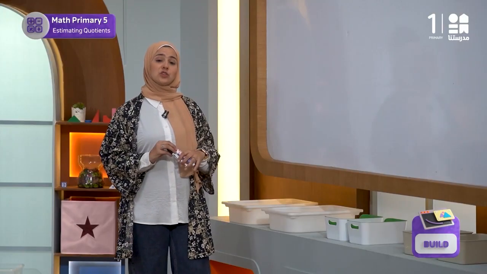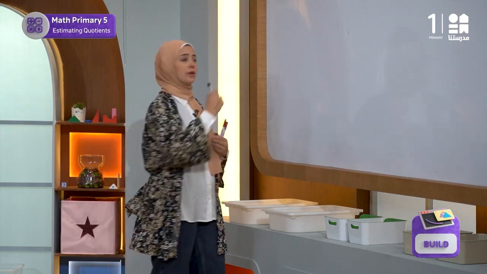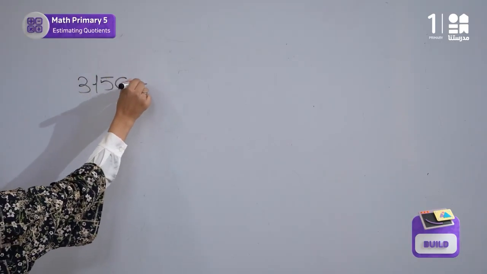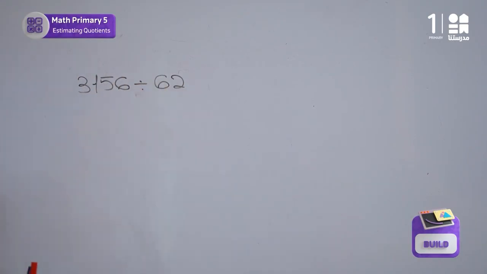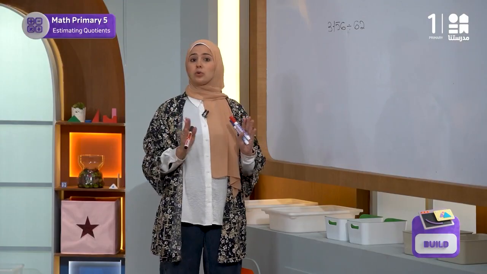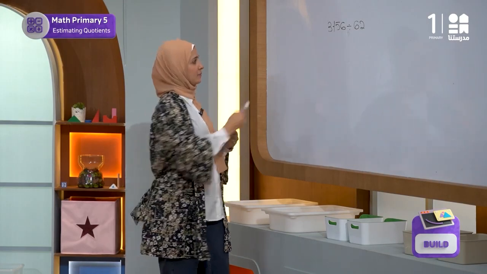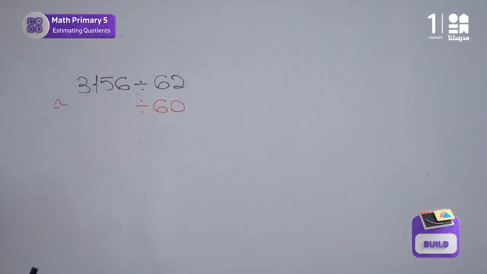The first example that we're going to discuss together are these two numbers. You can write them with me. 3,156 divided by 62. Now, the first thing we will do is we're going to round or estimate. I'm going to round 62 to 60.